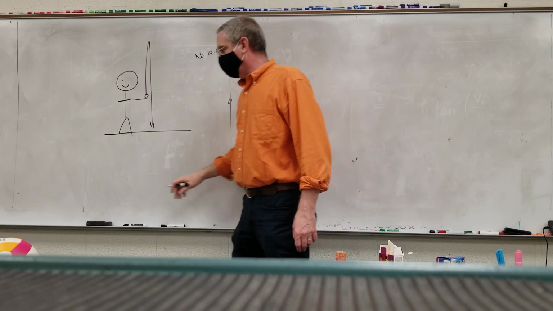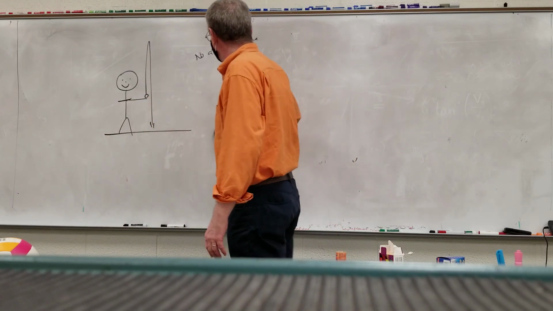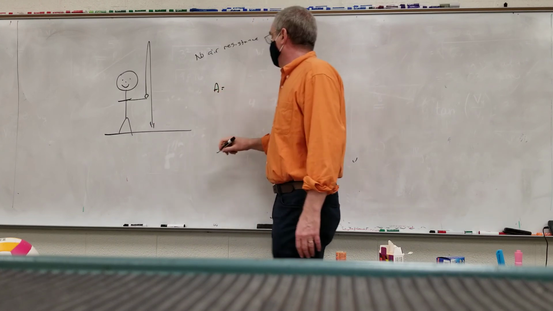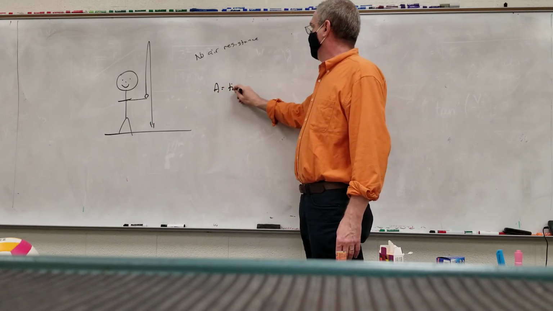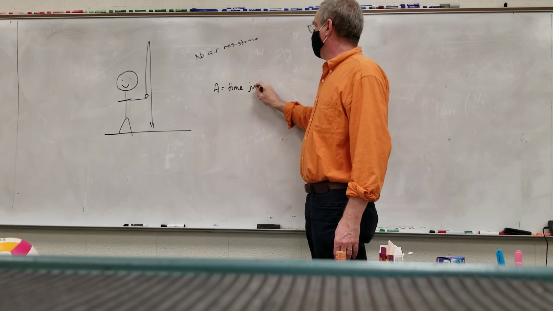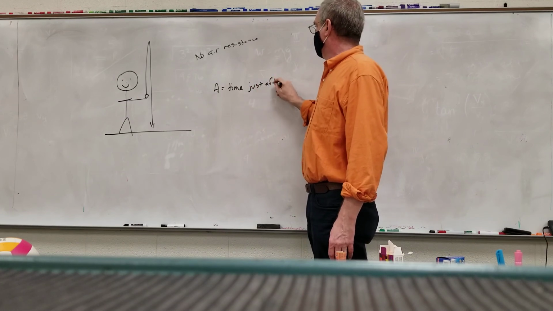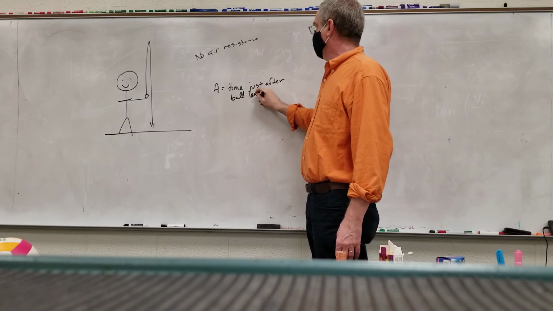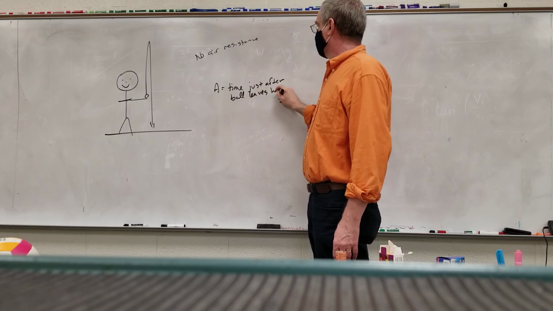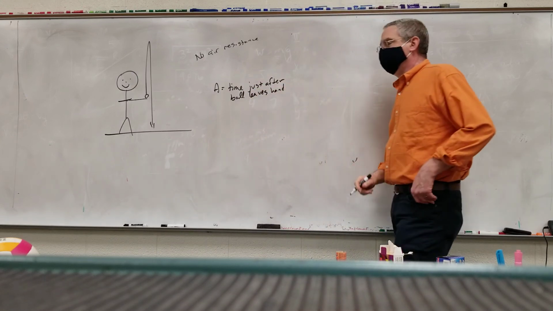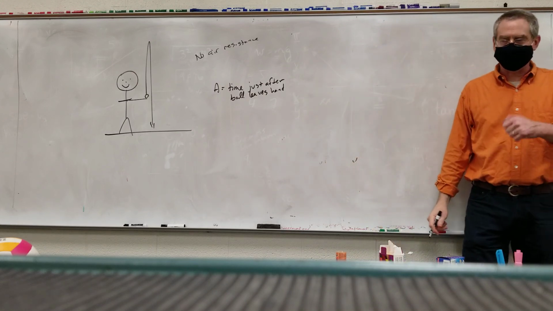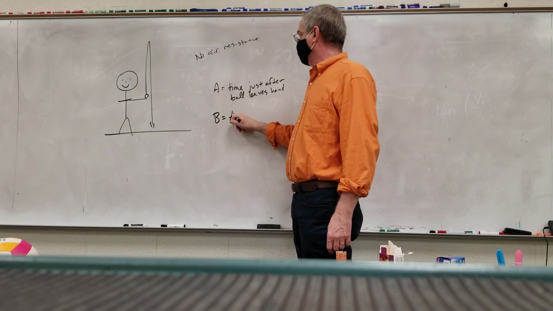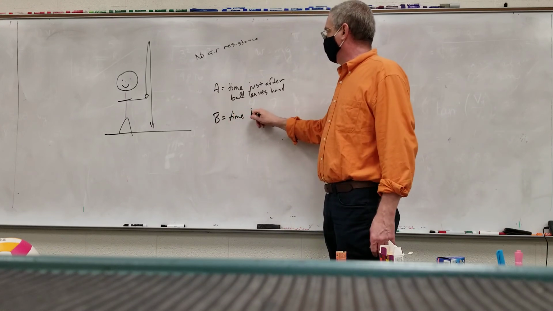And I'm going to identify 4 key times. A, time just after the ball leaves hand. So that's time A. Time B, B is the time ball is at peak.